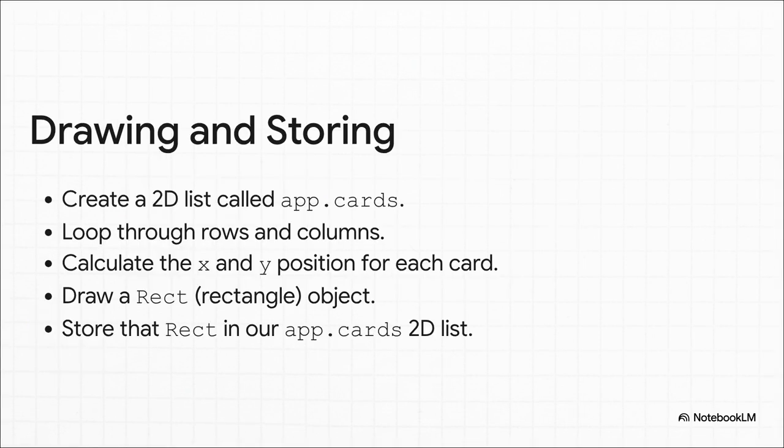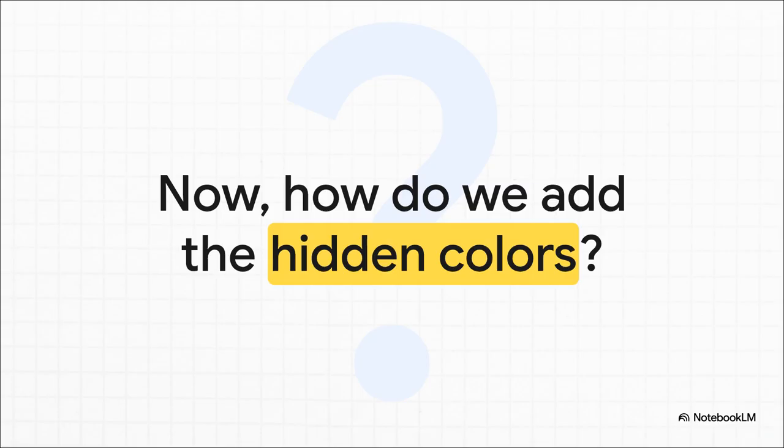That's it. And here's the really clever part. This is what makes it all work. We're not just drawing simple shapes. For every single one of those rectangles, we're creating an object, a little bundle of information that knows its own position. And then we store that object right back into our 2D list. This is how our program actually keeps track of where every single card is on the board. Super important.